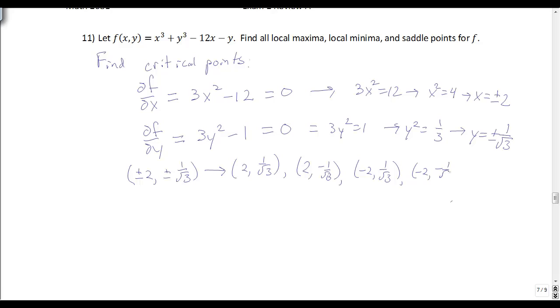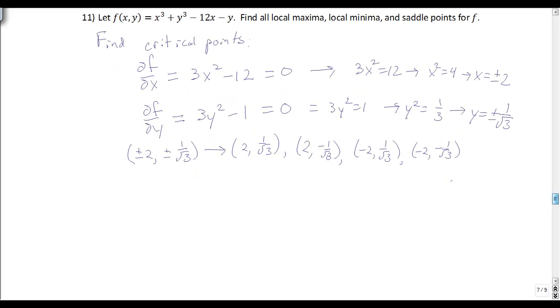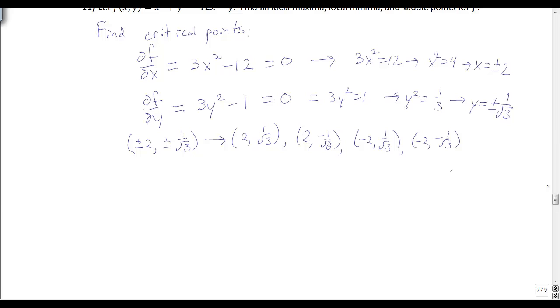-2, -1 over square root of 3. So I have 4 critical points, and any local max, local min, or saddle point will occur at one of these critical points. Now to evaluate whether these are local mins, local maxes, or saddle points, I'm going to find this Hessian or discriminant.